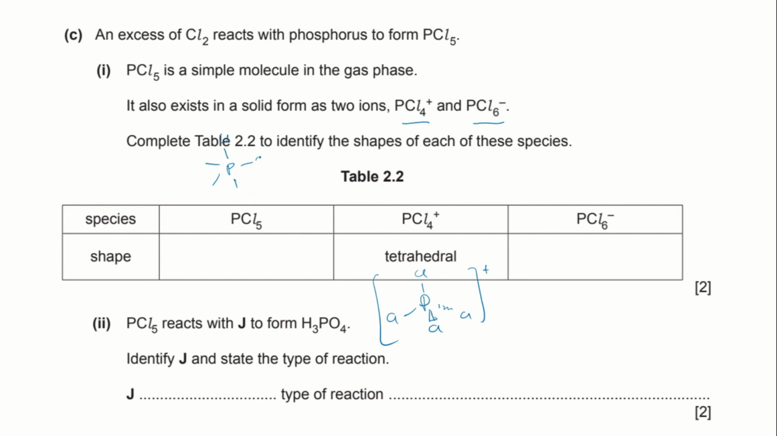But bonded to 5 chlorine. So again, equal repulsion between the 5 bonding pairs. So this should give us a trigonal bipyramidal shape. Right hand side, we have phosphorus now bonded to 6 chlorine. Overall charge negative here. So 6 bonding pairs, no lone pair, equal repulsion between 6 bonding pairs. We get octahedral.